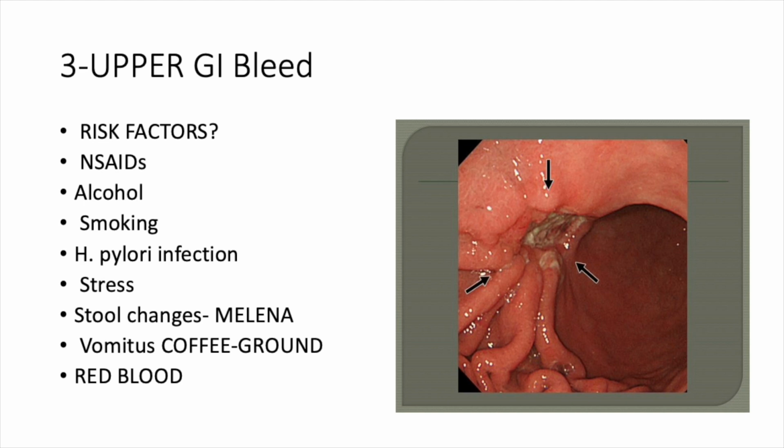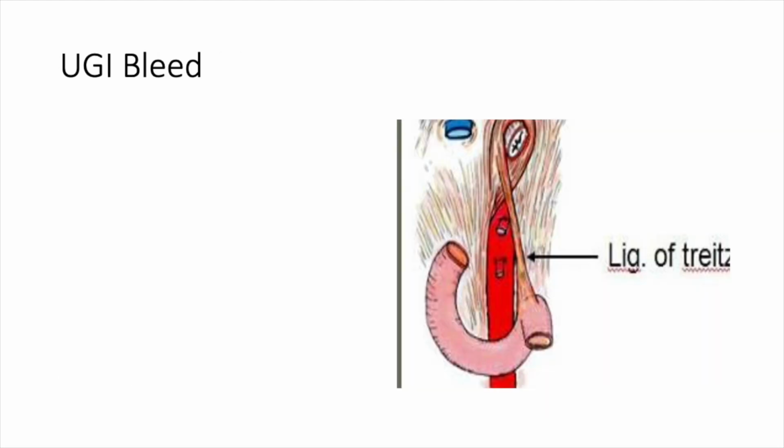When coming to upper GI bleed, after this sort of discussion, you should also think about the risk factors, why it occurred, whether it is due to NSAID use, alcohol, smoking, H. pylori infection, stress, and also ask whether there is any change in the stool, because melena is a dark, tarry, foul-smelling stool due to altered blood passed per rectum. You should ask about the vomitus, which may be coffee ground, or whether it is red blood, as in fresh hematemesis. When there is too much blood, there is no time for the blood to react with the hydrochloric acid to form acid hematin. When we say upper GI bleed, the cutoff point is the ligament of Treitz.